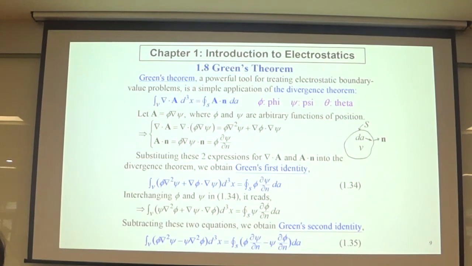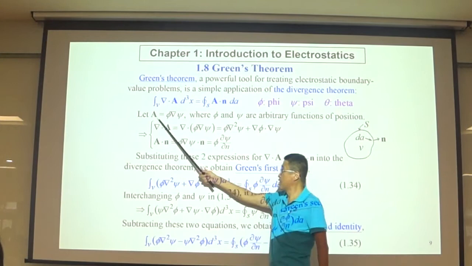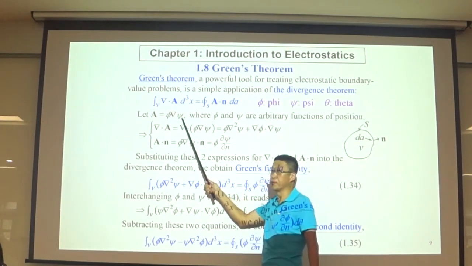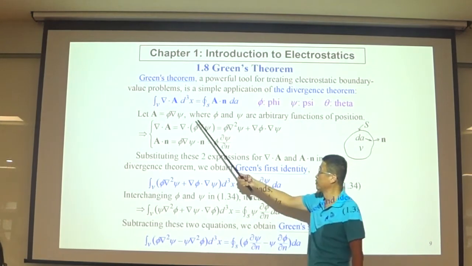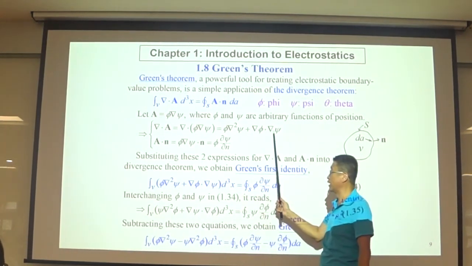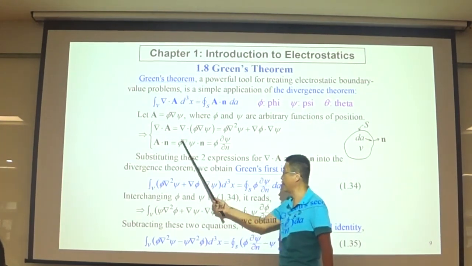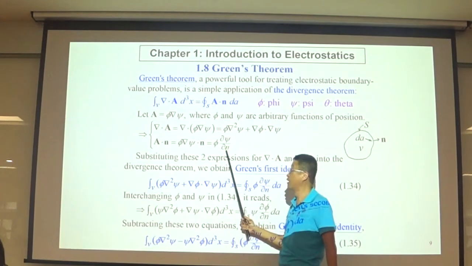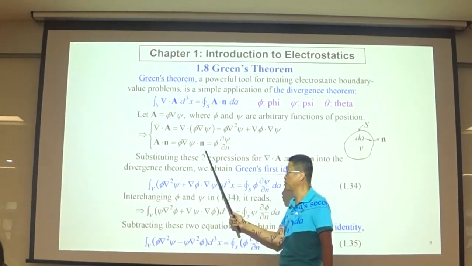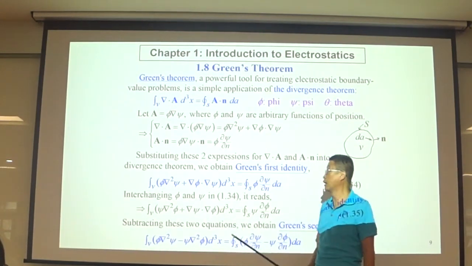Okay. So we can simply let A equal phi gradient psi. And then divergence of A gives us this one. And A dot n gives us a shorthand notation, this one. Okay, if you don't like this notation, it's okay. You can just write it in this form. That's okay, no problem.